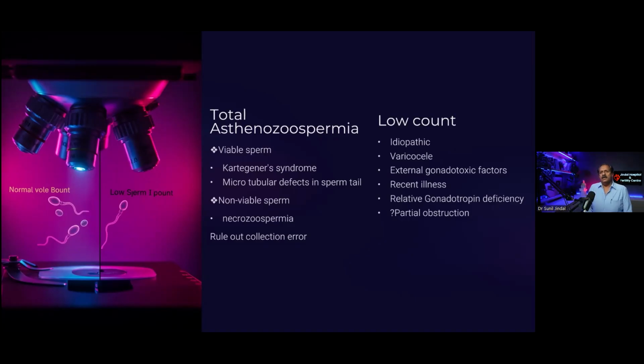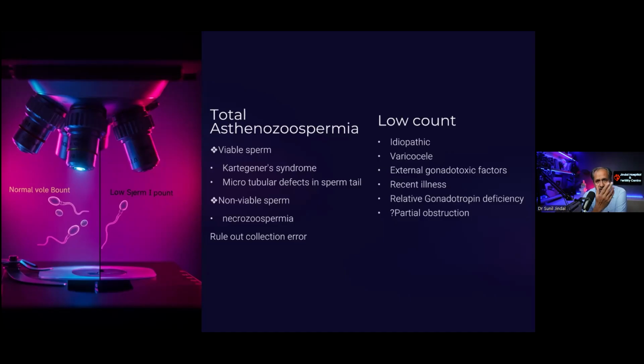Now let's come to the low count. Now a low count could be idiopathic. It can be a varicocele, gonadotoxic factors, recent illness, relative gonadotropin deficiency, or partial obstruction. Now you'll ask me, why am I giving you this list? This actually is the most simplified thing which you can think about to actually plan your examination and investigation.